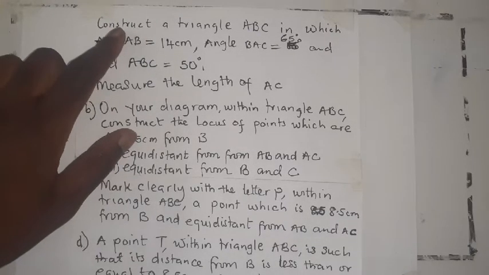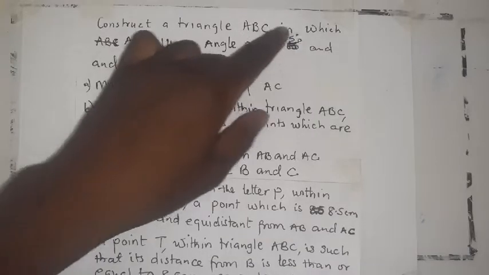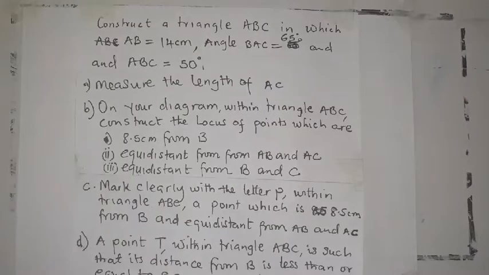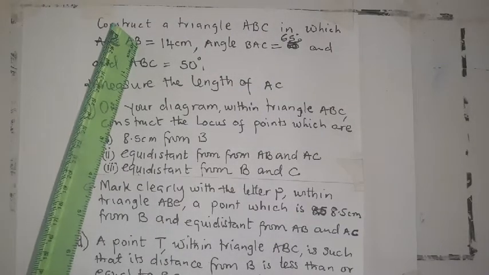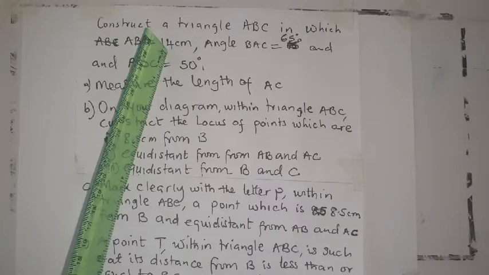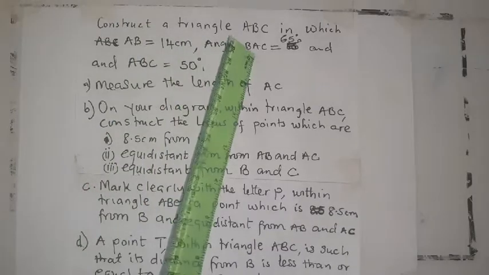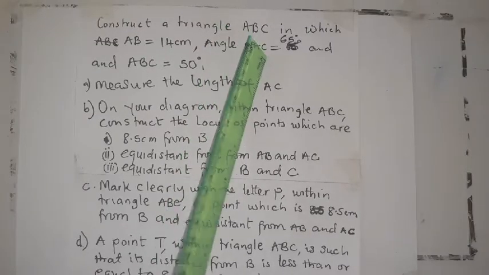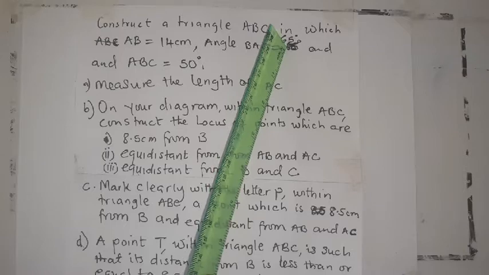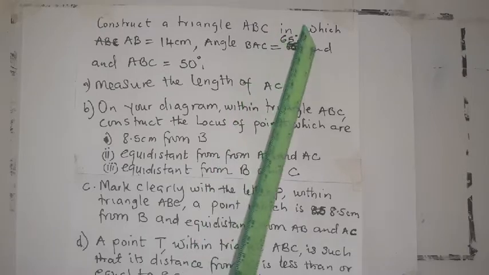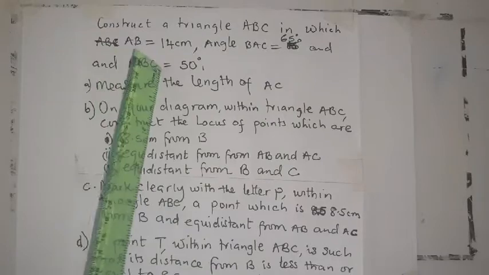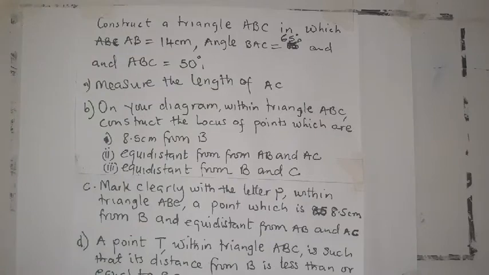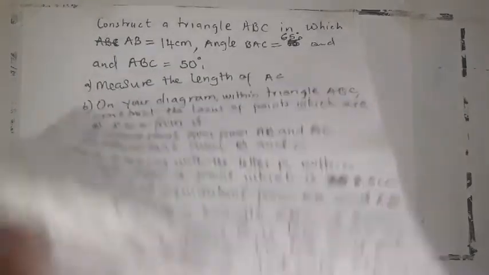Let's read. We want to construct a triangle ABC in which AB is 14 centimeters. The angle BAC is 65 degrees. And the angle ABC is 50 degrees. Okay, so what are we supposed to do here?